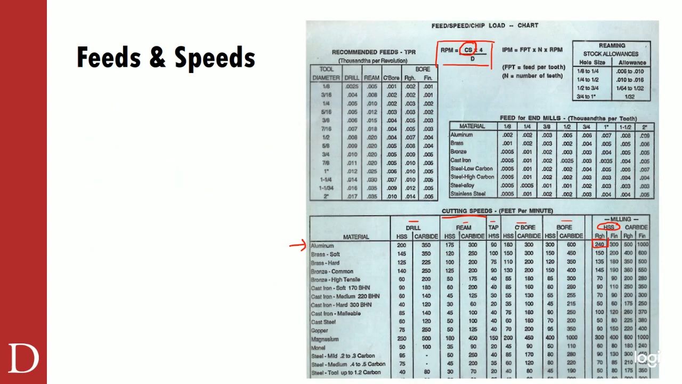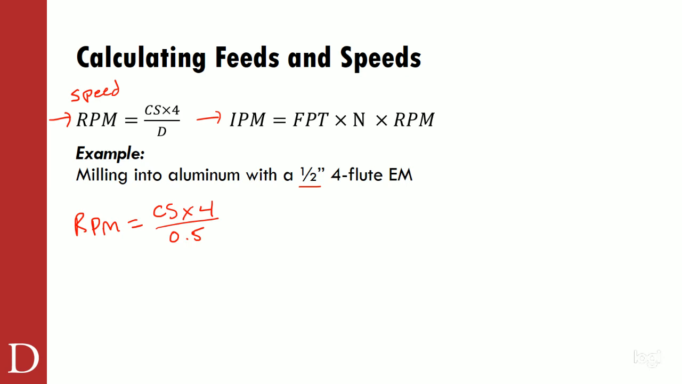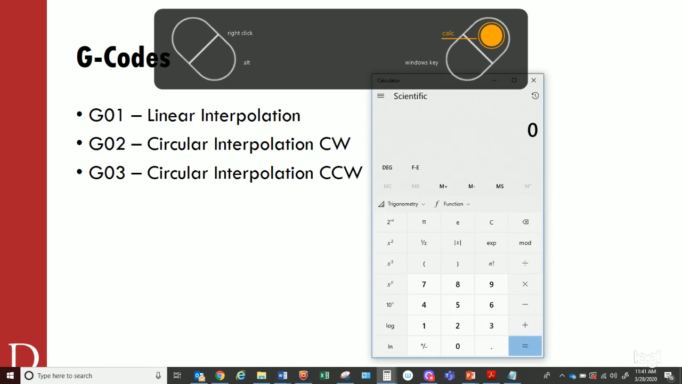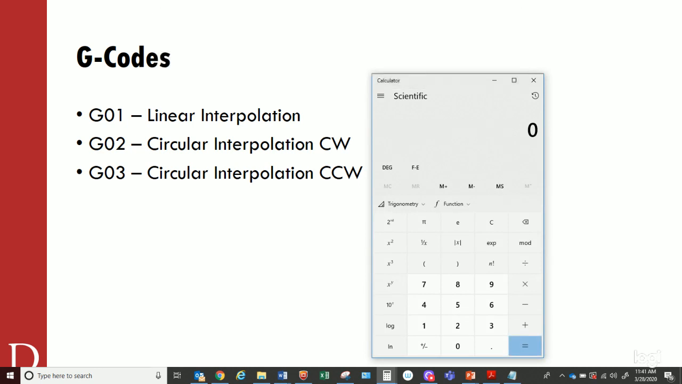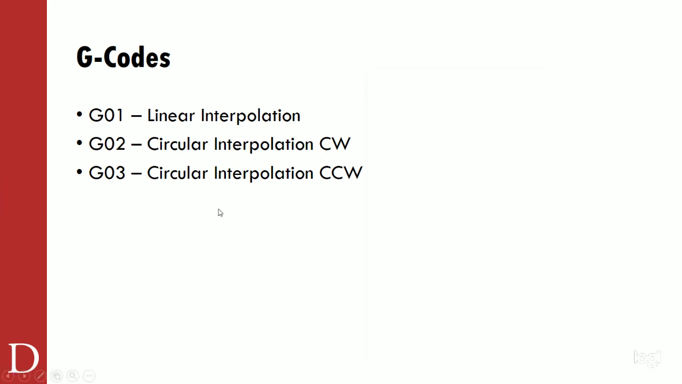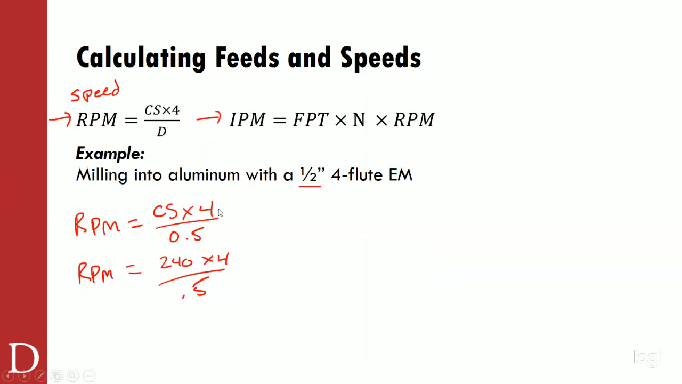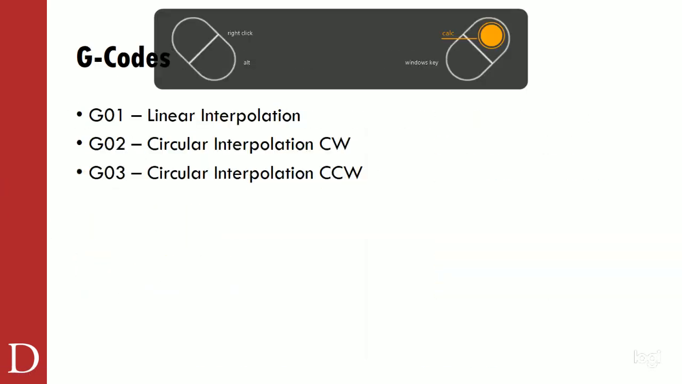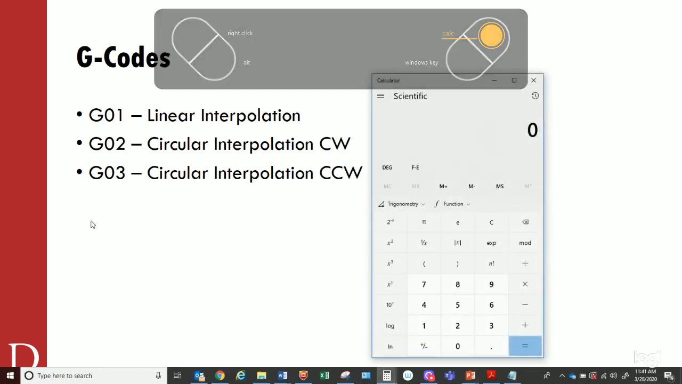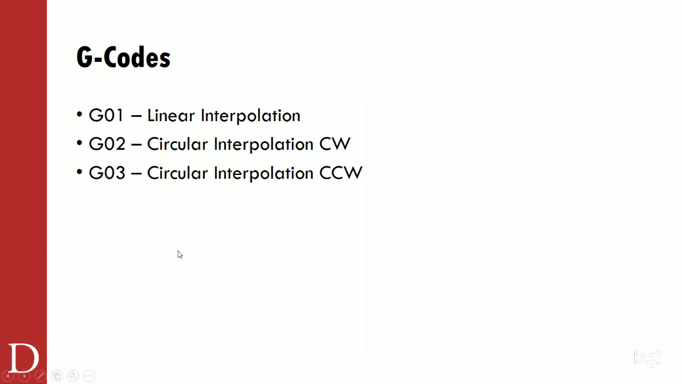So now I can go back forward here and I can say, okay, well now I know everything. I know that RPM equals 240 times 4 over 0.5. And I believe I've got my calculator programmed in here. Oop, gotta go back, let me see here real quick, get back into here. Oh, there we go. Well, that does bring up the calculator, but it advances my slide, unfortunately, too, so that's not real handy there.